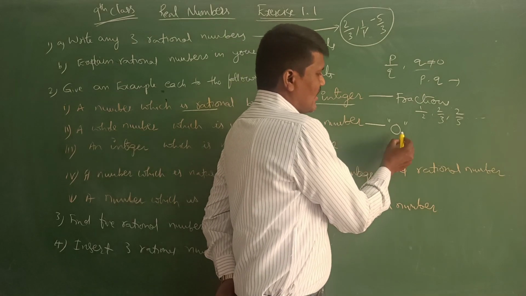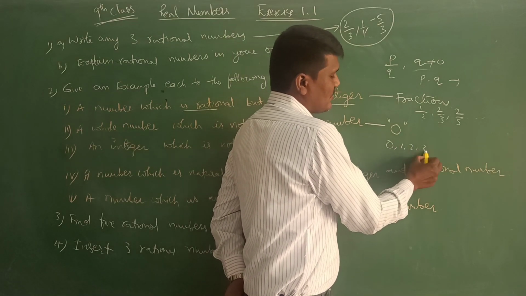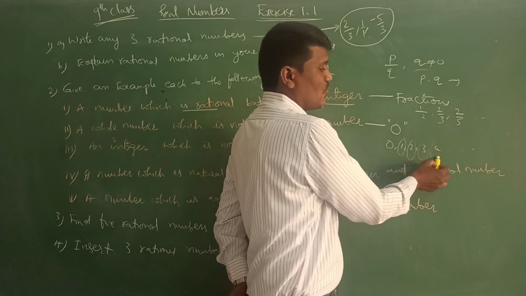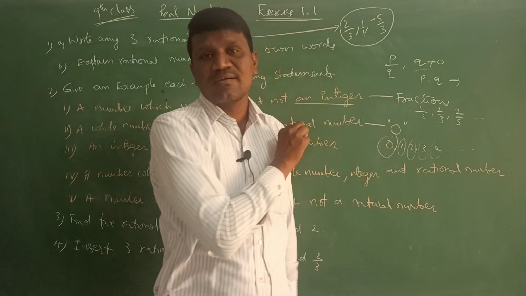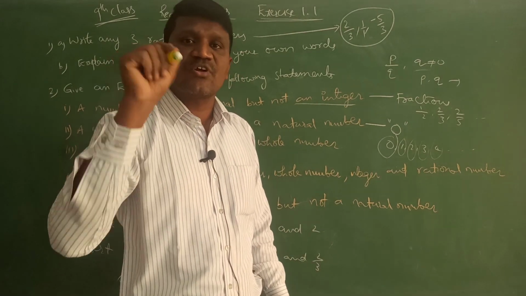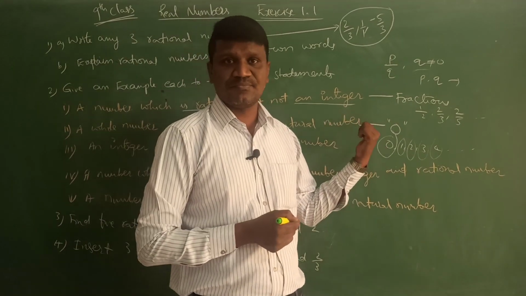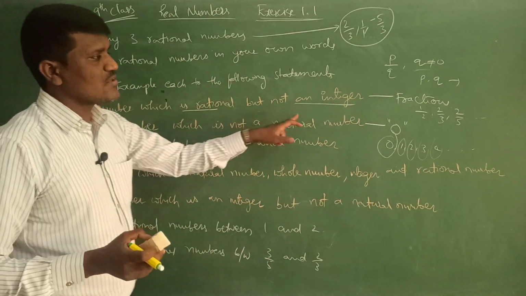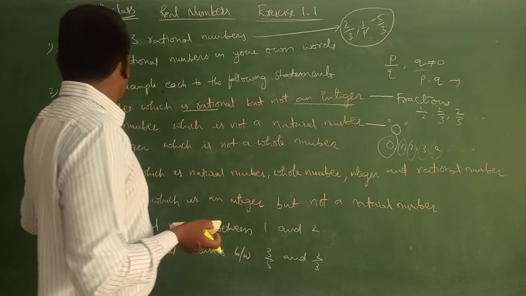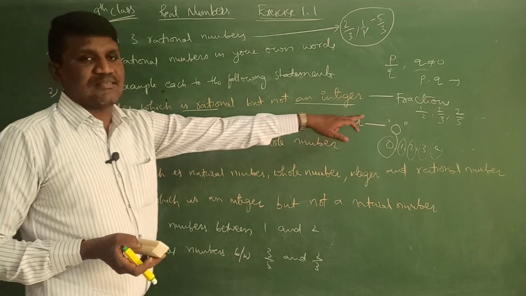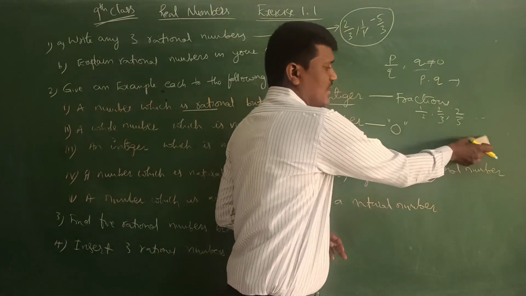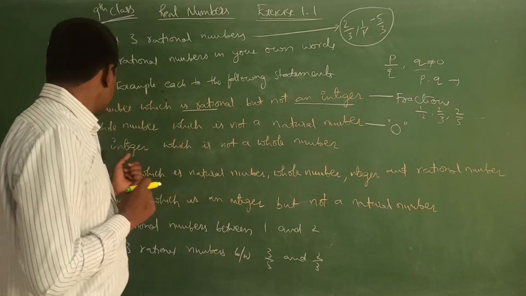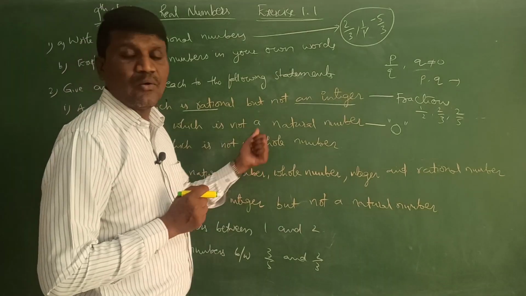If I take whole numbers, they are 0, 1, 2, 3, 4, and so on. So 1 is a natural number, 2 is natural, 3 is natural, 4 is natural, and 0 is the only number which is not a natural number but a whole number. Okay, so what will be the answer? 0. A whole number which is not a natural number is 0. 0 is a whole number but not a natural number. Okay students? Next. An integer which is not a whole number.